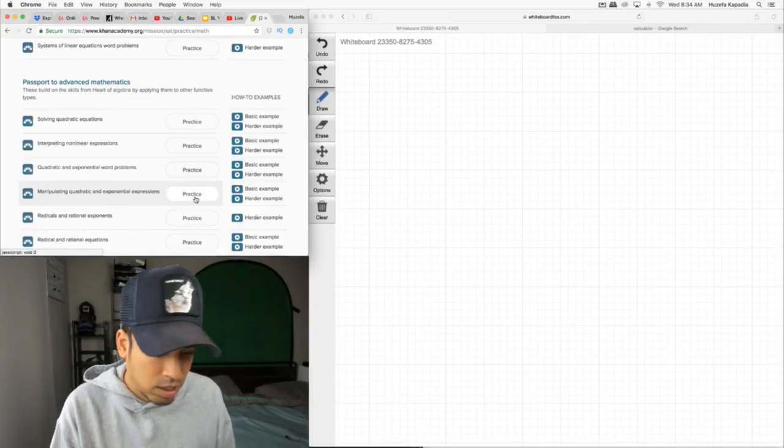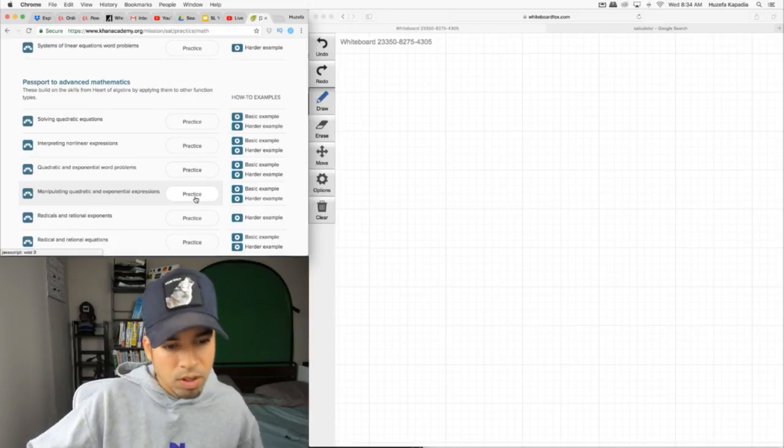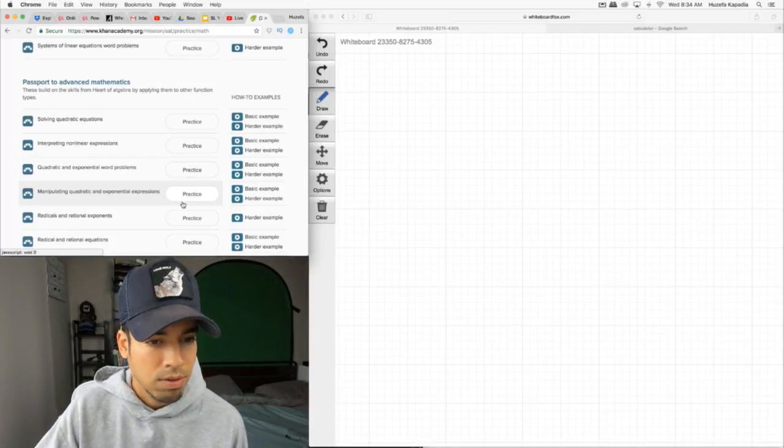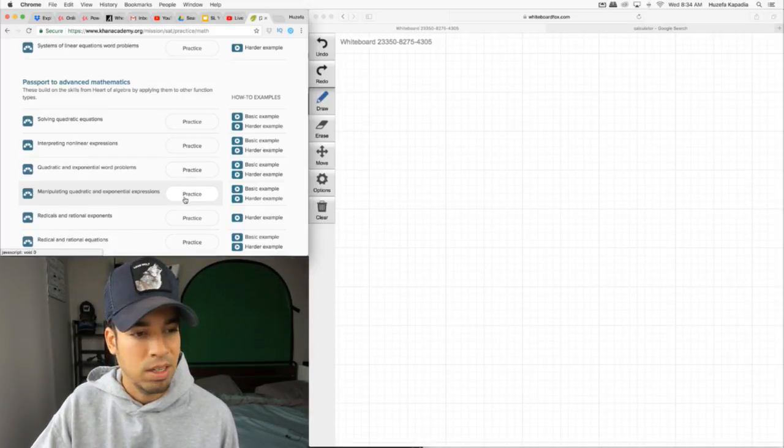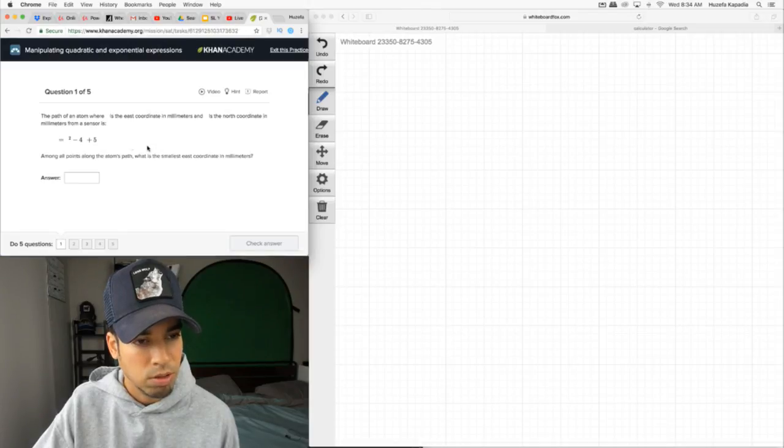So again, I'm seeing these problems for the first time, which is always part of the fun. Never know what's going to happen. Let's begin manipulating quadratic and exponential problems.